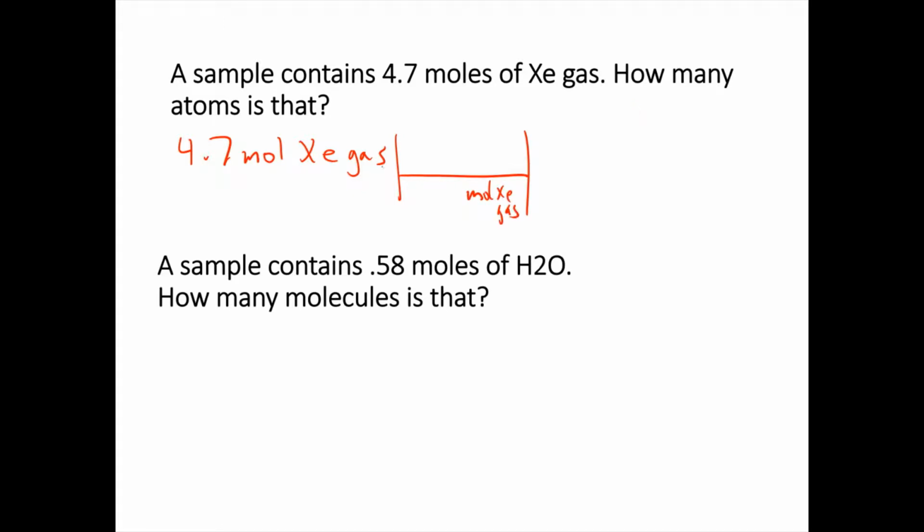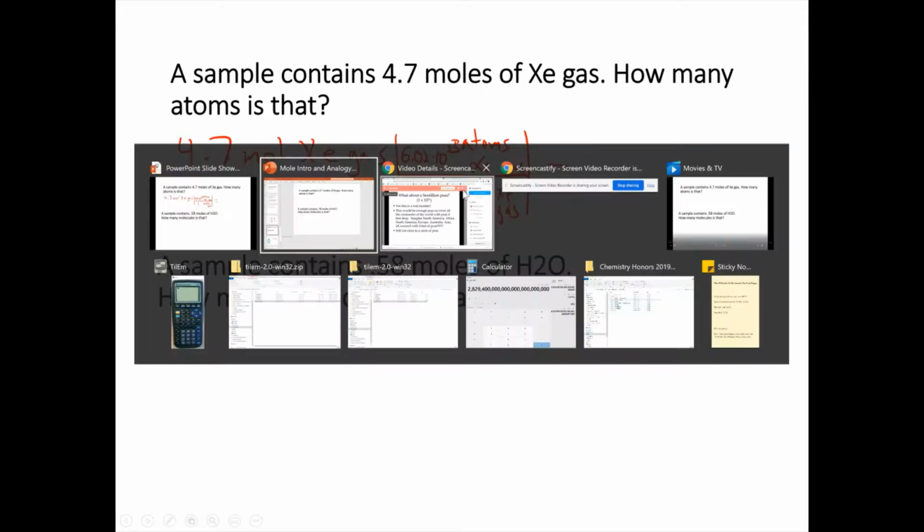Remember, whatever unit I have up top here is going to go on the bottom in the next room, or the bottom of the next bunk. And I'm going to go from moles of Xe gas to atoms of Xe gas. And I know for every 1 mole of Xe gas, I have 6.02 times 10 to the 23rd atoms of Xe gas. So I just multiply the tops and divide by the bottom.